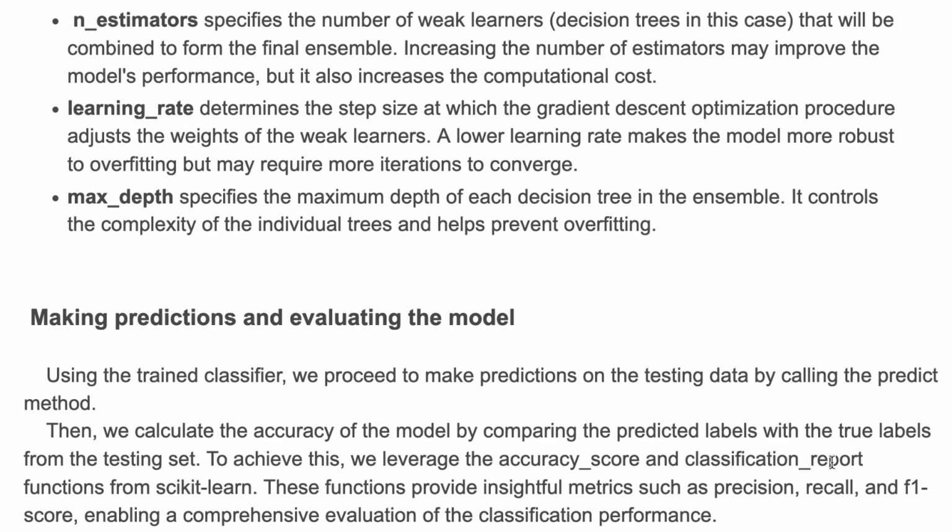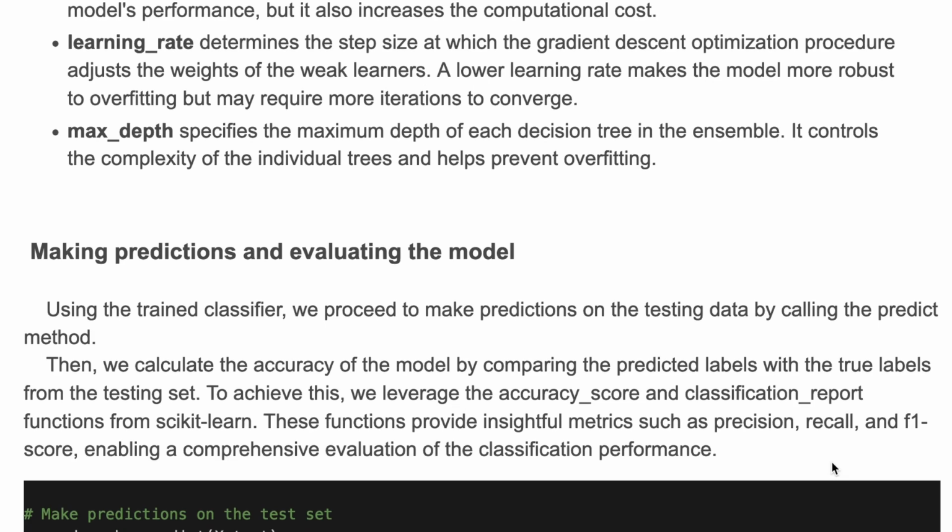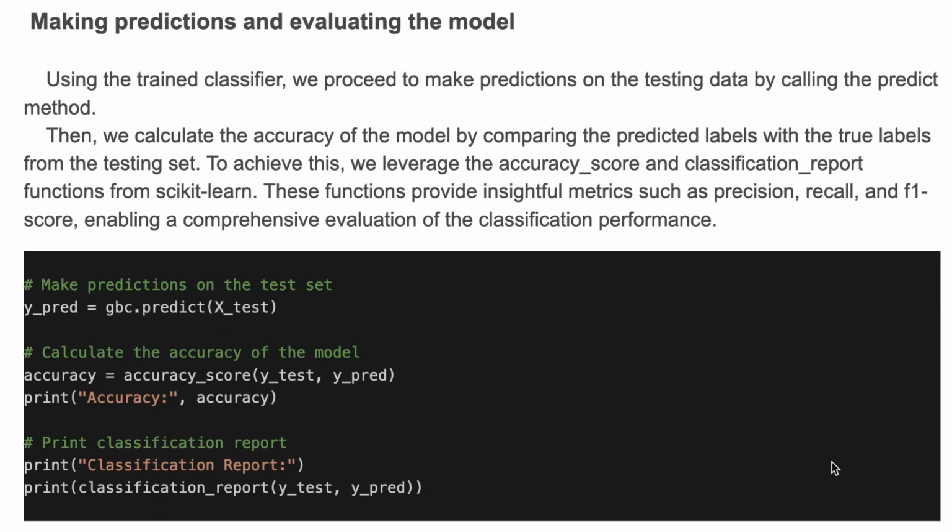Next is making predictions and evaluating the model. Using the gradient boosting classifier, we proceed to make predictions on the testing data by calling the predict method. Then we calculate the accuracy of the model by comparing the predicted labels with the true labels from the testing set. To achieve this, we use the accuracy_score and classification_report functions from Scikit-learn. These functions provide metrics such as precision, recall, and F1 score, enabling a comprehensive evaluation of the classification performance.